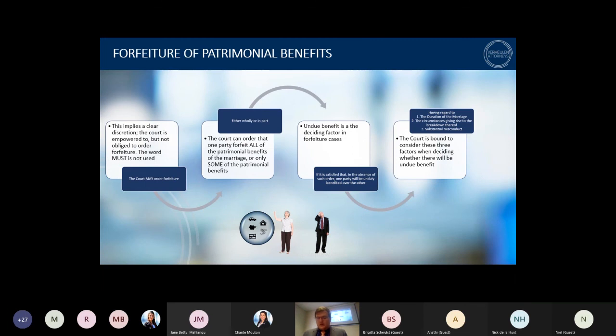For those of you who want to go and trawl through the case law, go and look at Vaker versus Vaker, a very, very old case. But basically what that came down to is postulating how a forfeiture is done. One, you must establish undue benefit. Two, how do you establish undue benefit? You look at three things the legislation says. You look at the duration of the marriage. You look at the circumstances giving rise to the breakdown of the marriage, and you look at substantial misconduct.